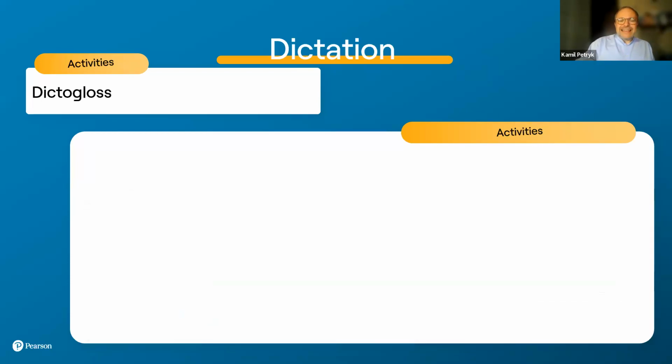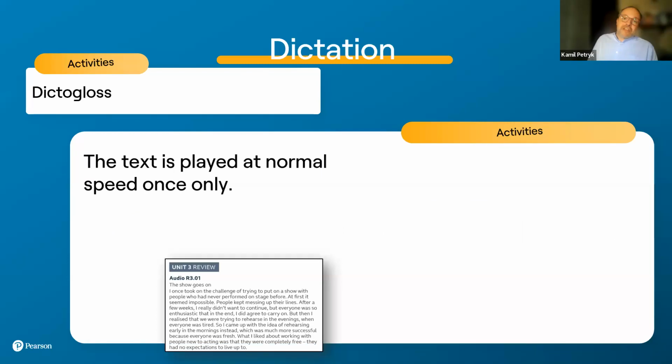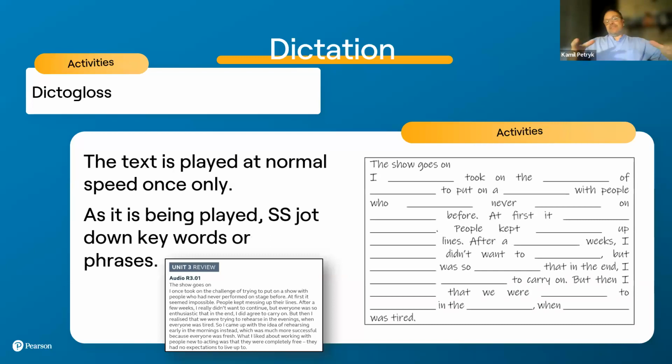So you take a dense text and you play or read out the text once only. This is important, that this is only once, not 2 times. No, this is just once, because the idea is that they listen to this text as it is being played. They jot down keywords and phrases. So you come up with texts like that that contain a lot of gaps, right? Just some keywords have been jotted down.